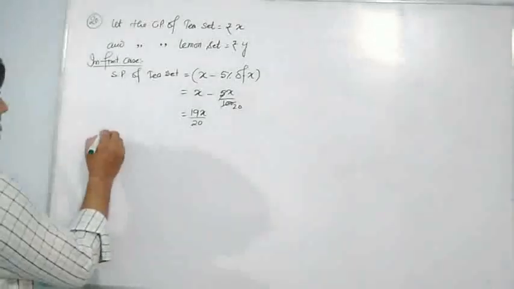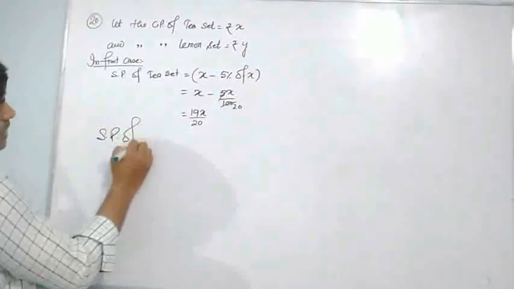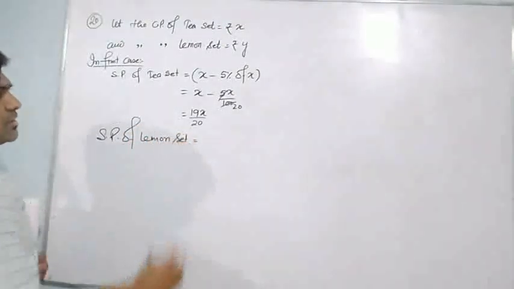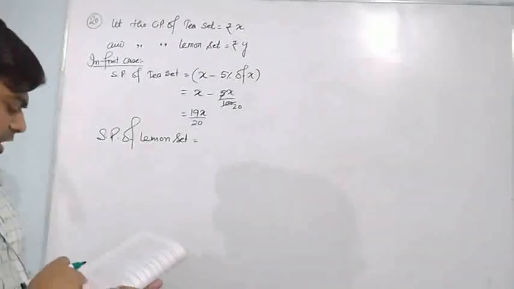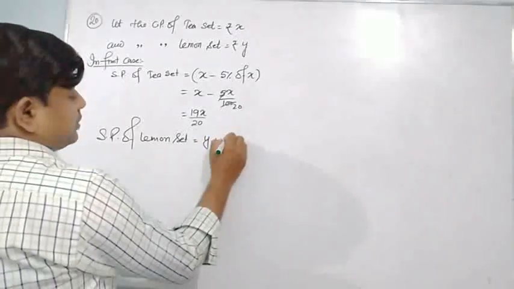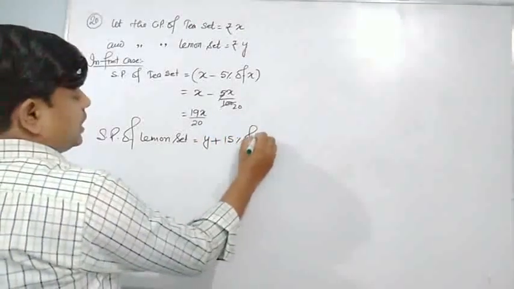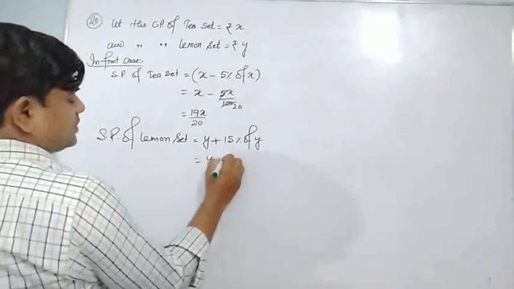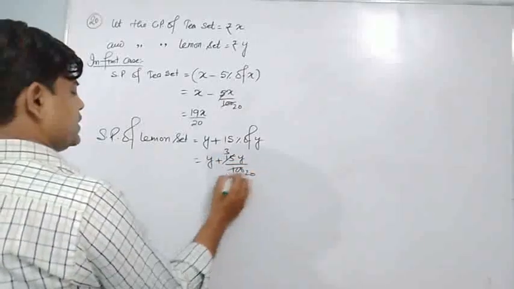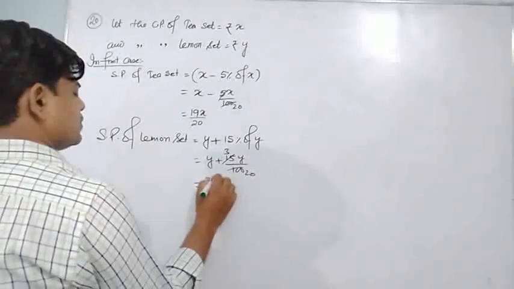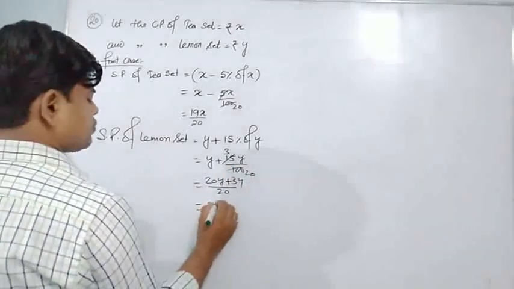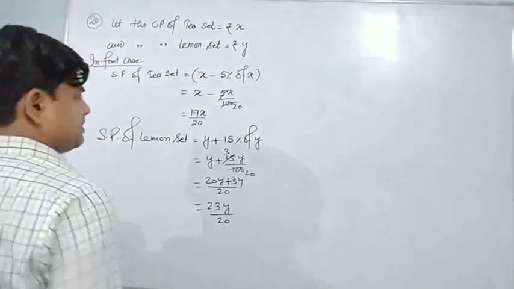And now SP of lemon set. Now here I am getting 15% gain. So I can write Y plus 15% of Y. It is Y plus 15Y upon 100. It is 20. When I take 20, it is 20Y plus 3Y. It can be 23Y upon 20.